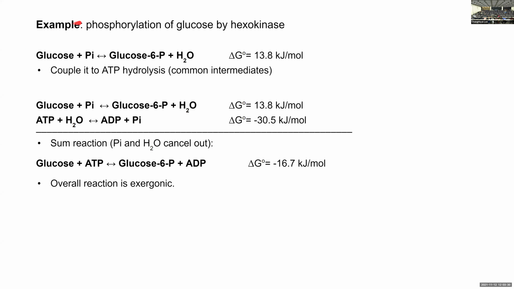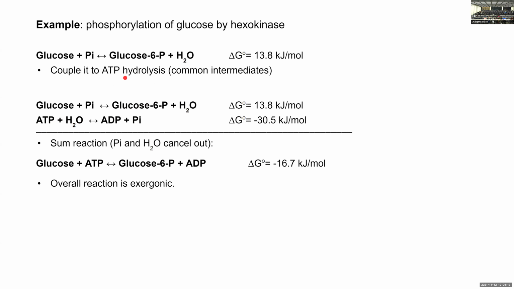An example of this coupling of an endergonic process to an exergonic process in the cell is the phosphorylation of glucose, which is catalyzed by hexokinase. So here's the reaction. Glucose gets the inorganic phosphate, or Pi, to form glucose 6-phosphate and a water molecule. And the delta G naught value for this reaction is positive, 13.8 kilojoules per mole. So it's not going to happen spontaneously. It'll require energy input, right? But it can be coupled to ATP hydrolysis using common intermediates.